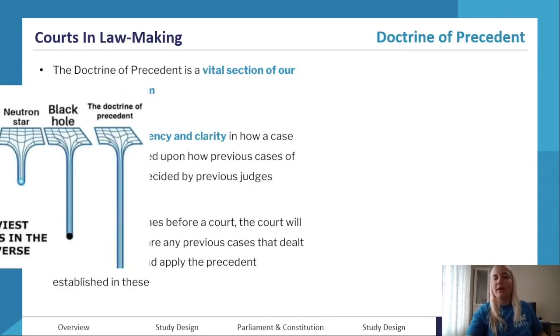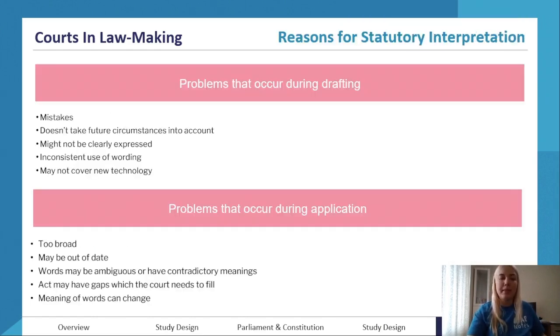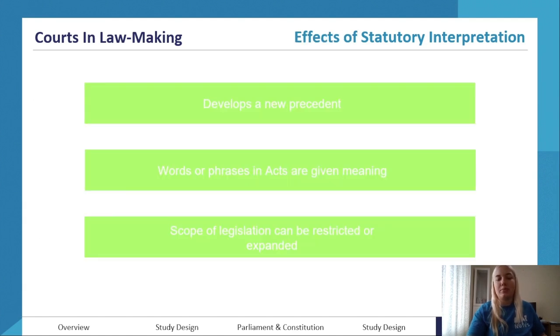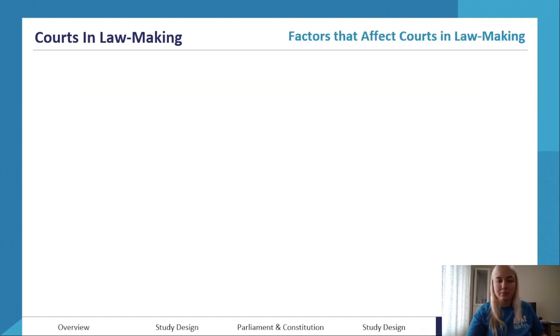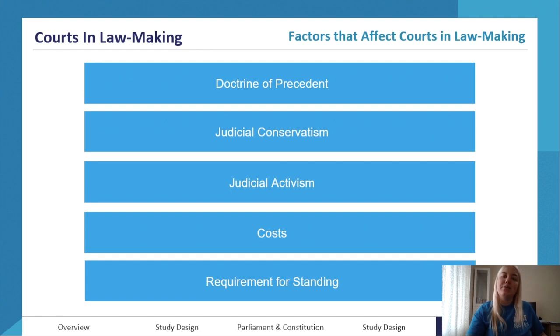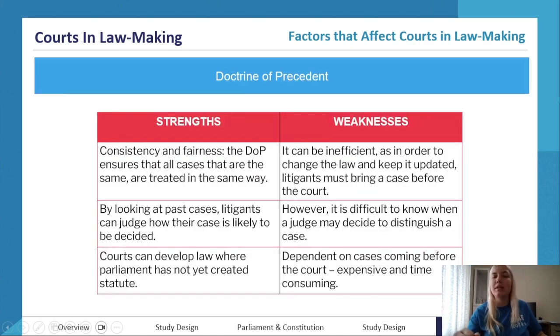So those three are usually very easy for students to grasp and remember, as well as the reasons for statutory interpretation. So these are very easy marks on the exam and any SAC questions and very easy to explain. Okay, now the next thing that we need to know is the factors that affect courts in lawmaking. So these include the doctrine of precedent, obviously being restricted, having to follow it, having to abide by it if it's already existing, which we already talked about. Different approaches to actually being a judge, so either the conservatist approach or the activist approach. Cost and requirement for standing. So look at each one and we'll look at the strengths and weaknesses.